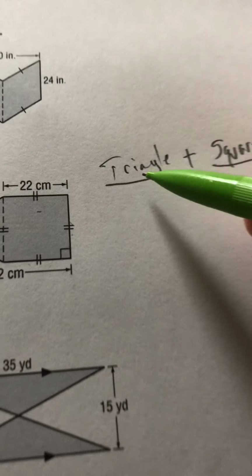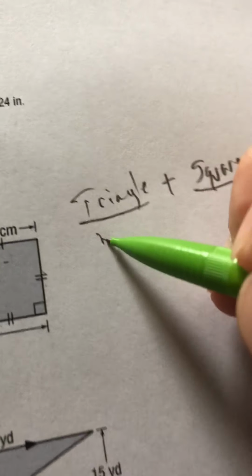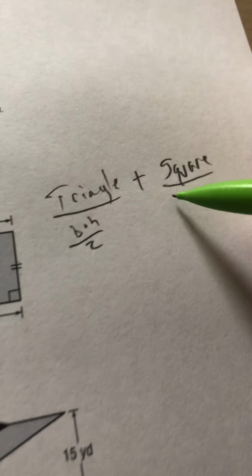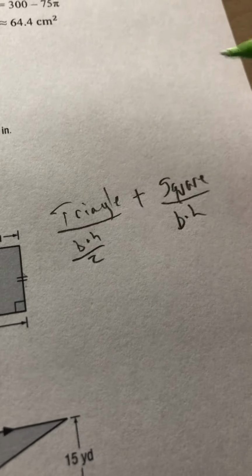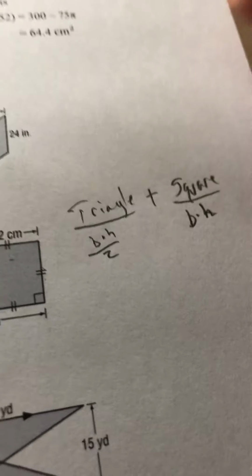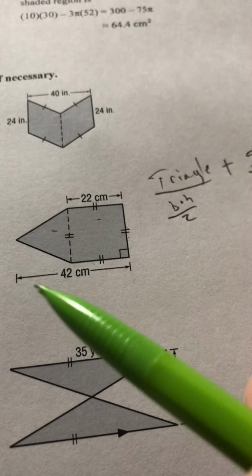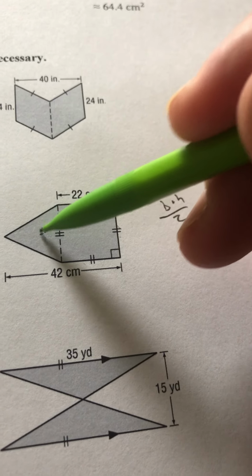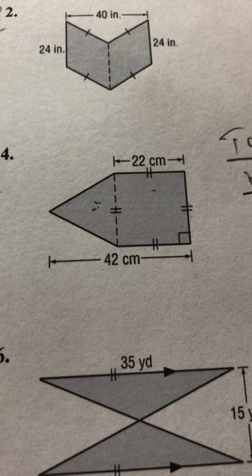Now if you remember back to my previous lessons, the area of a triangle is base times height divided by 2. The area of a square is base times height, or probably back in middle school you learned length times width. Alright, so this triangle right here, there's multiple ways of doing it.